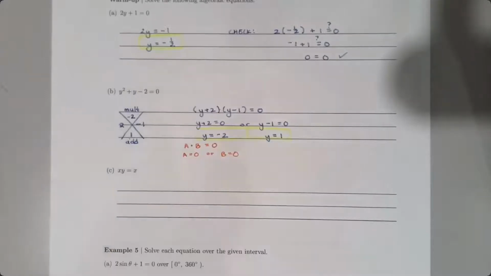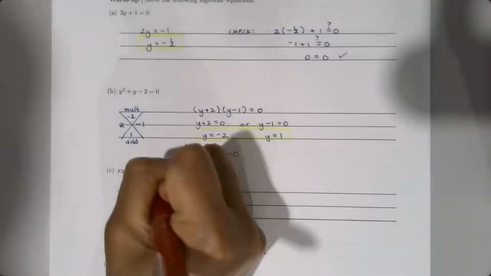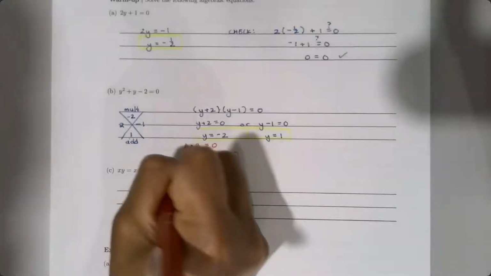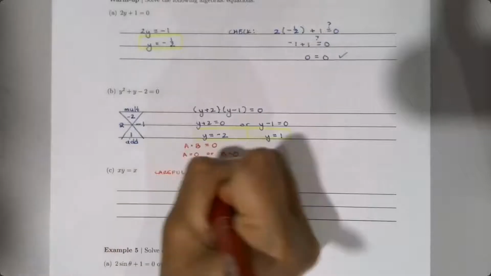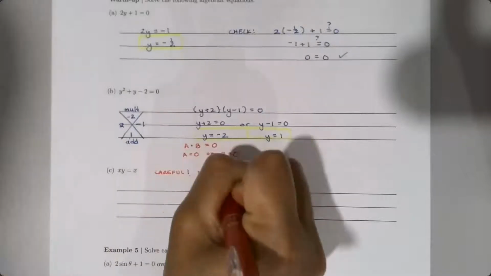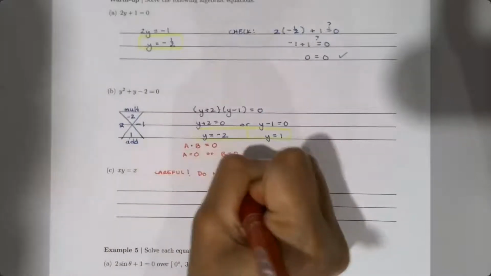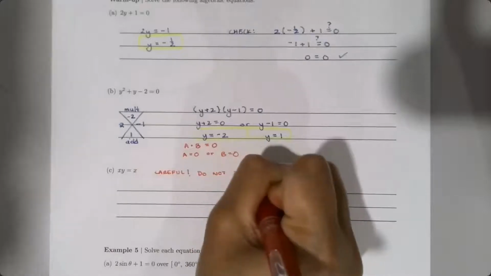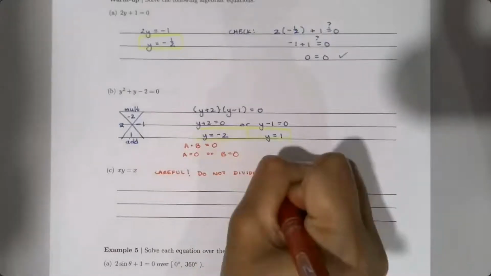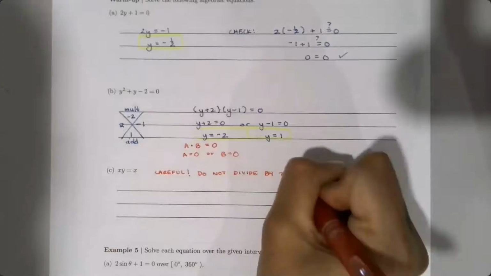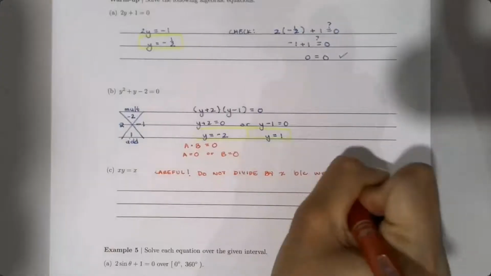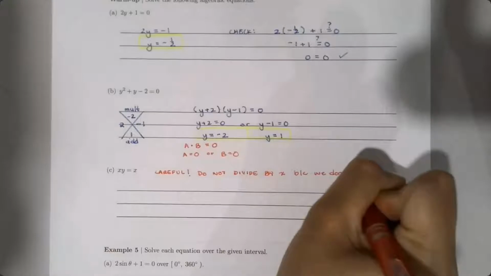Okay, so I'm just going to write here a quick statement. I'm going to say, careful, do not divide by x. And then I'll write, because we don't know if x is 0.